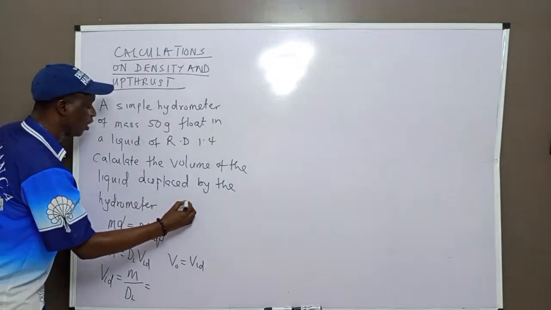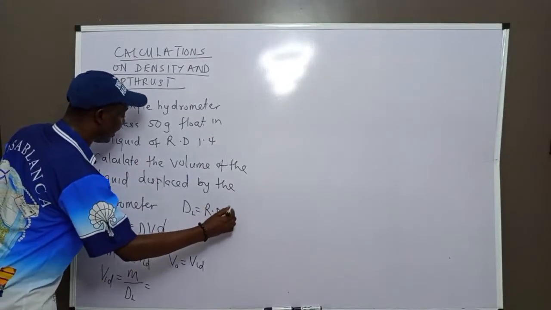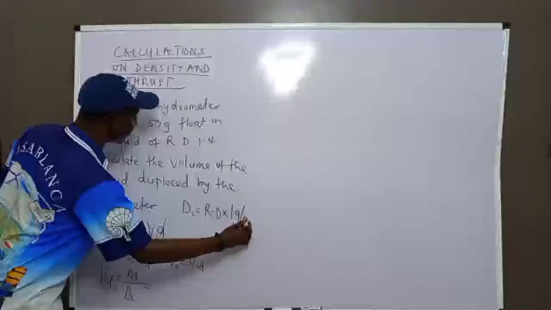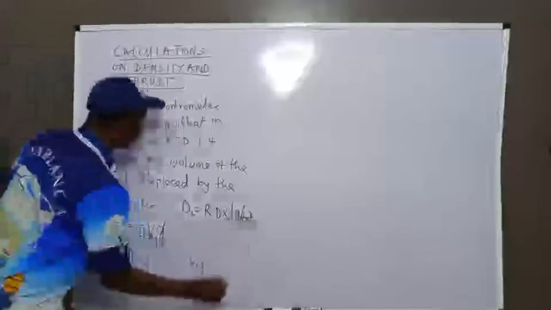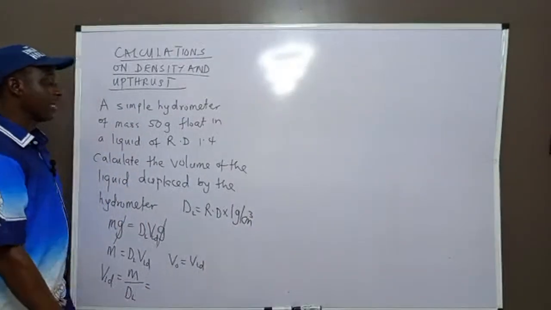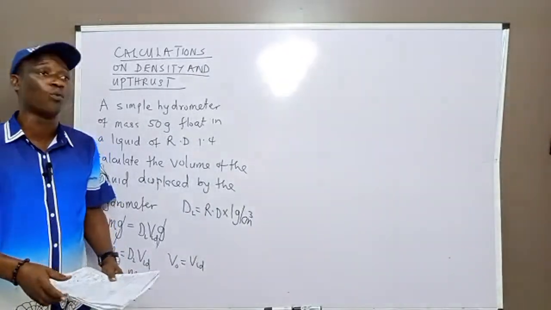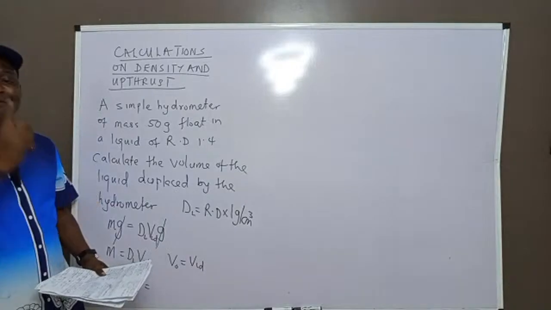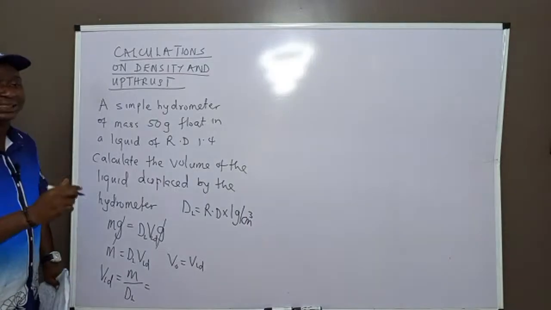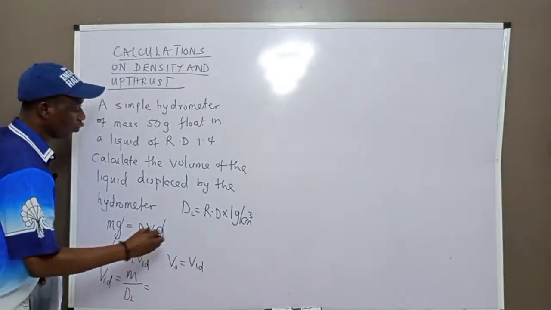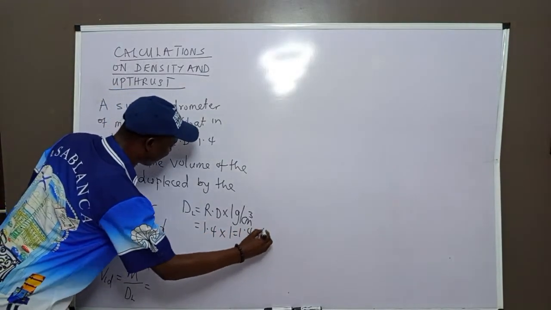Now don't forget density of liquid, we can convert. 1 gram per centimeter cube is the density of water. Meaning that 1 gram of water is found in every 1 centimeter cube of water, or 1 gram of mass is in 1 centimeter cube of water. So we convert, if you would have 1.4 times 1, we would have 1.4 gram per centimeter cube.